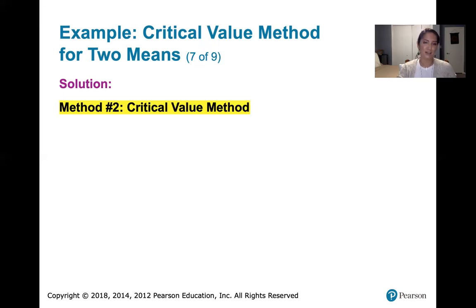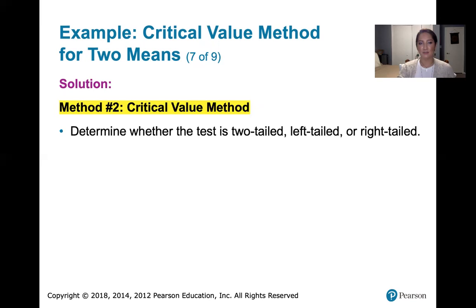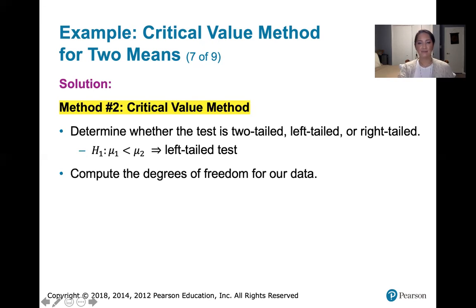With the critical value method, the next thing that you want to do after you compute that test statistic is find the critical values. So you have to determine whether the test is two-tailed, left-tailed, or right-tailed. And to do that, we look at the alternative hypothesis. Since it has a less than sign, it's like an arrow pointing to the left. That's going to be a left-tailed test.